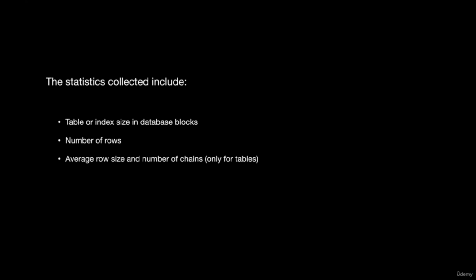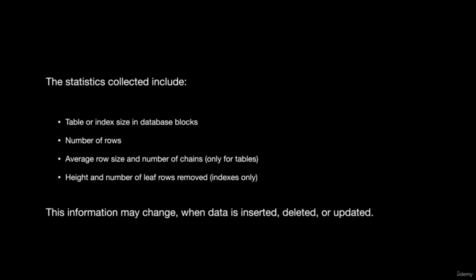The statistics collected include table or index size in database blocks, number of rows, average row size, and number of chains. It's only for tables. Height and number of leaf rows removed. This is only for indexes. This information may change when data is inserted, deleted, or updated. Since maintaining real-time data distribution statistics is detrimental to performance, these statistics are updated from time to time when statistics are collected on tables and indexes.